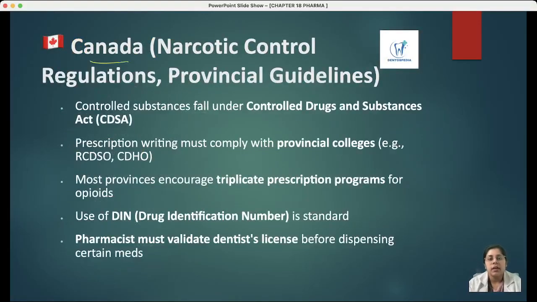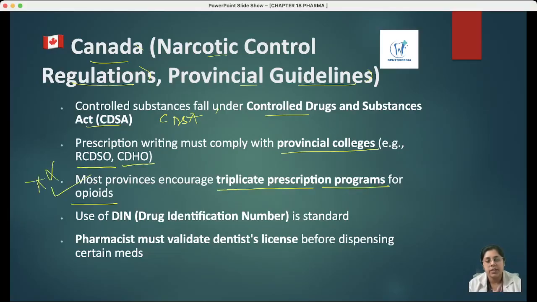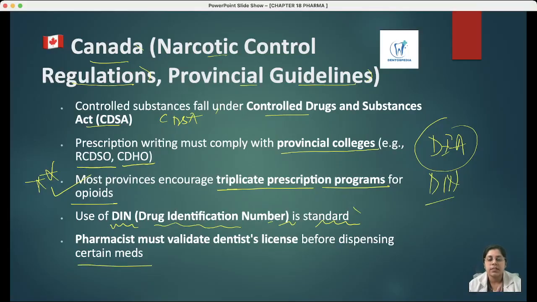Now, for Canada, Narcotic Control Regulations and provincial guidelines are there. Controlled substances fall under the Controlled Drugs and Substances Act, that is the CDSA. Prescription writing must be compliant with the provincial colleges, for example RCDSO and CDHO. Most provinces encourage triplicate prescription programs for opioids. Okay, this is important. Use of DIN, drug identification number, is standard. In the United States, we are using DEA. Here, DIN is important. Okay, and pharmacists must validate the dentist's license before dispensing certain medications.